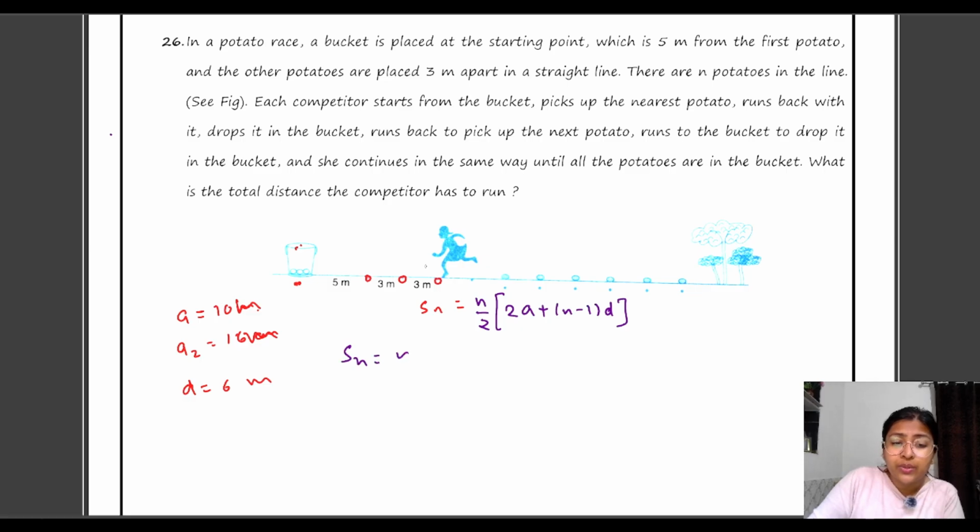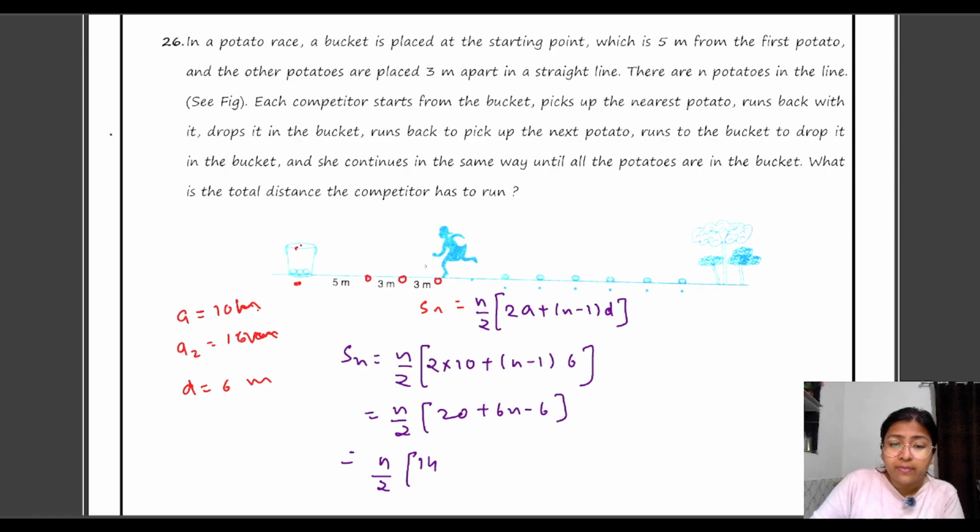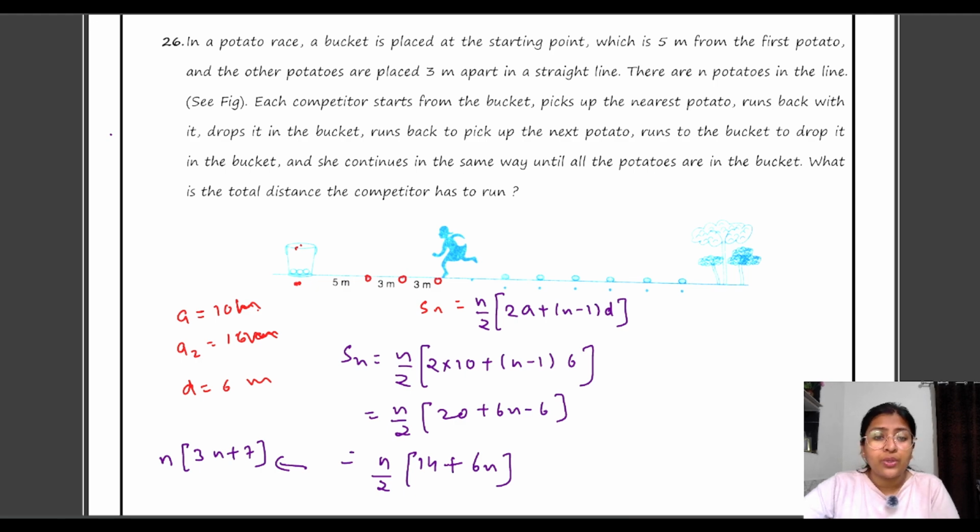So Sn is equal to n by 2 bracket 2 into a, that is 2 into 10, plus n minus 1 into 6. Simplifying it, n by 2 bracket 20 plus 6n minus 6. So it will be n by 2 bracket 14 plus 6n. Now simplify it more. So it will be n into 3n plus 7. So the total distance.